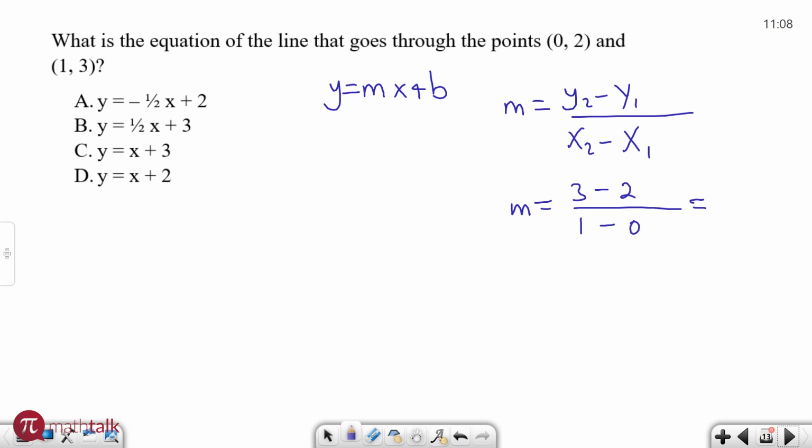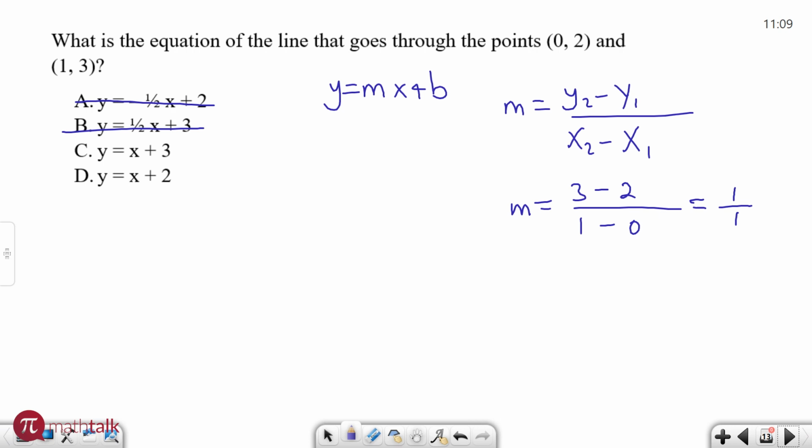So 3 minus 2 is 1, and 1 minus 0 is 1. So our slope is 1, which helps us a lot because looking at our answer choices, we can actually eliminate 2 of the responses. Because the slope here is not 1, the slope here is not 1, so it cannot be an answer. Automatically, we've gotten rid of half our answer choices. Now it's a little bit easier to figure out our solution.